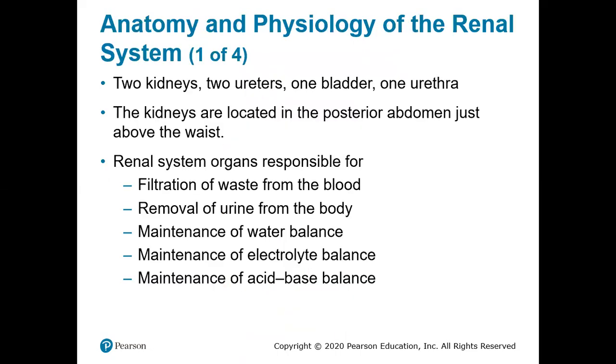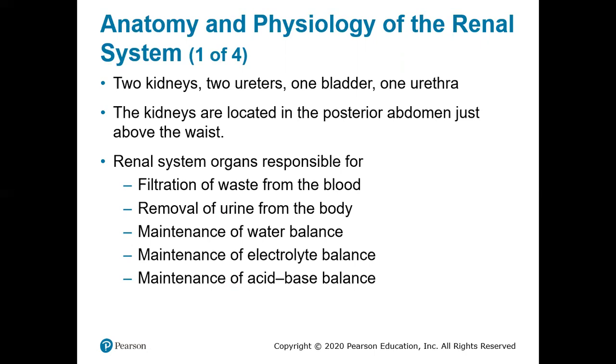Anatomy and physiology of the renal system, again beginning on page 525 of the text. The renal system consists of two kidneys, two ureters, one bladder, one urethra. The kidneys are located in the posterior abdomen, posterior meaning the back, just above the waist.